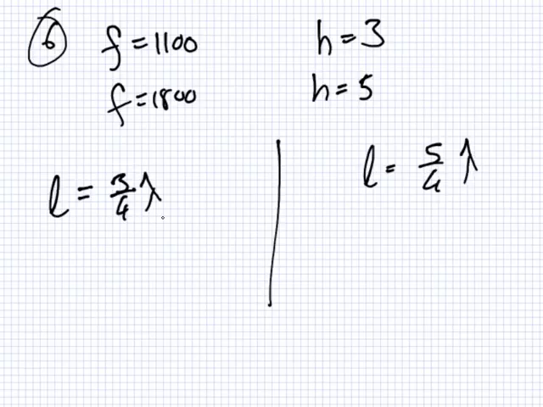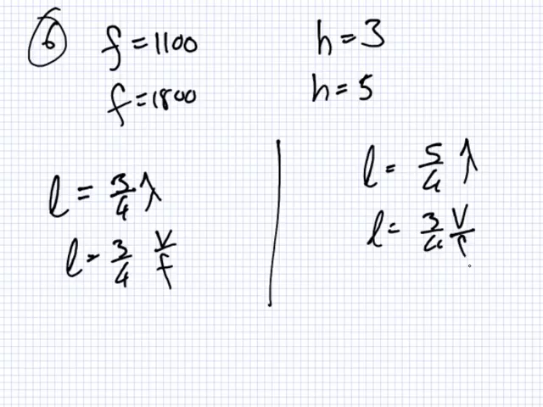Do we know the wavelength? No, but we know the frequency. So we can say L equals 3/4 V over F. L equals 5/4 V over F. Do we know the V's? Yes. Do we know the F's? Yes. Do we know the L's? Yes. But the L's should be the same here, but they're not, because there's a small error in both cases.